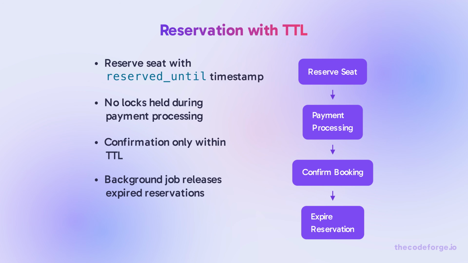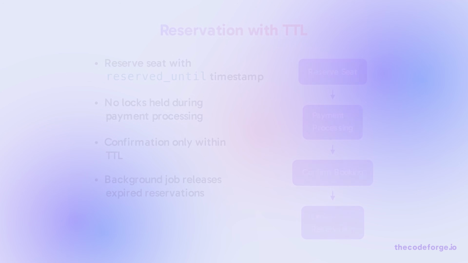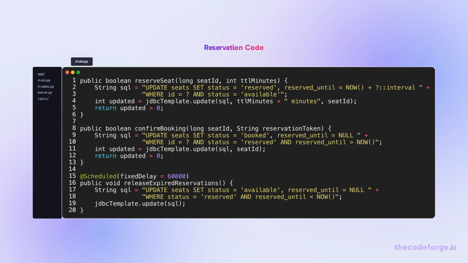To avoid holding locks during payment, use a reservation with a TTL. Reserve the seat with a timestamp, process payment asynchronously, and confirm only if within TTL. Expired reservations are released by a background job. This code reserves a seat for a TTL, confirms only within the TTL, and releases expired reservations every minute.